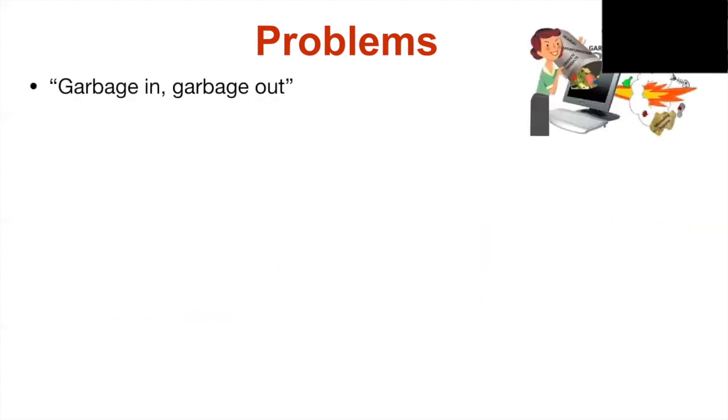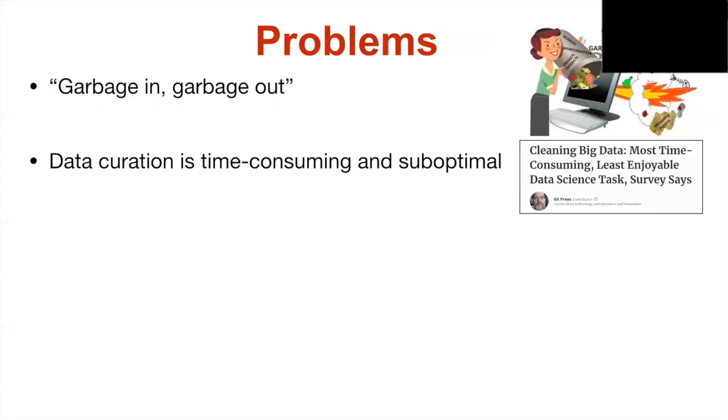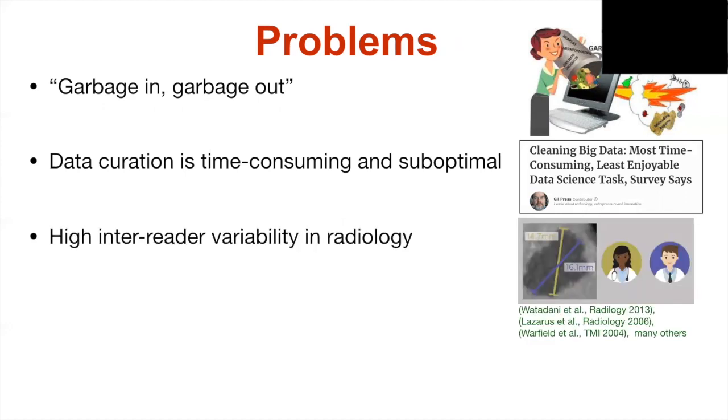The presence of large label noise can give rise to multiple issues. First of all, garbage in, garbage out. Naively training a machine learning model on highly noisy labels can constrain the performance of the model, which often necessitates a data curation step. Data curation is known to be very time consuming and often suboptimal, and also turns out to be one of the least favorite tasks amongst data scientists. This is also a big issue in radiology or medical imaging applications.